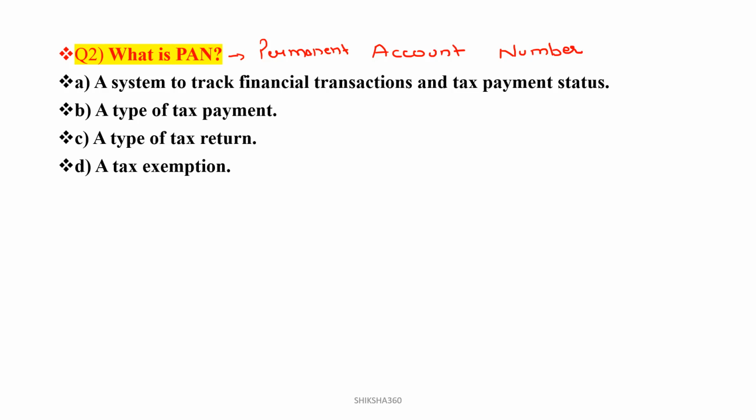What is the function of that? What they are asking is: it is a system to track financial transactions and the tax payment status, a type of tax return or tax exemption. Basically, it is a system to track the financial transactions and the tax payment status. So option number A will be the correct answer here.